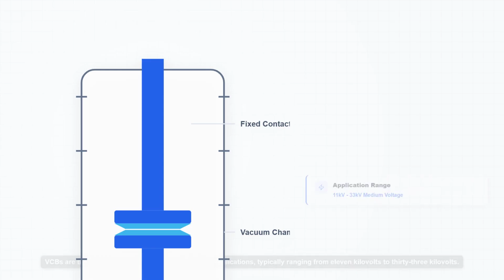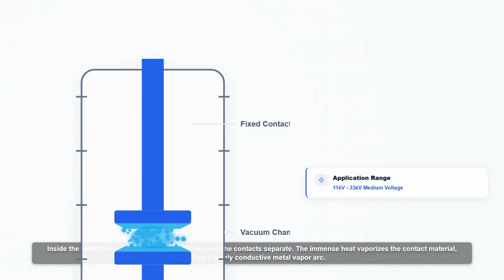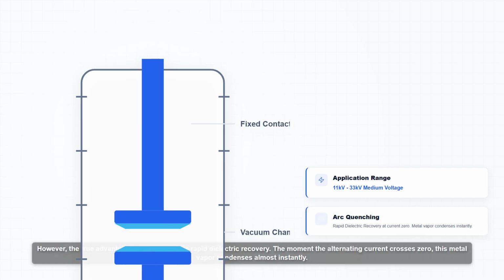VCB. VCBs are the industry standard for medium voltage applications, typically ranging from 11 kilovolts to 33 kilovolts. Inside the sealed vacuum bottle, when a fault occurs, the contacts separate. The immense heat vaporizes the contact material, creating a highly conductive metal vapor arc. However, the true advantage of a vacuum is its rapid dielectric recovery.